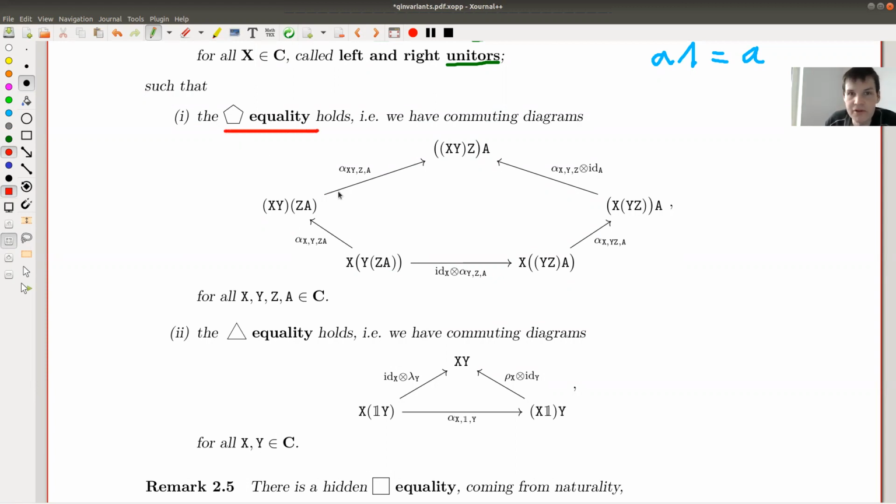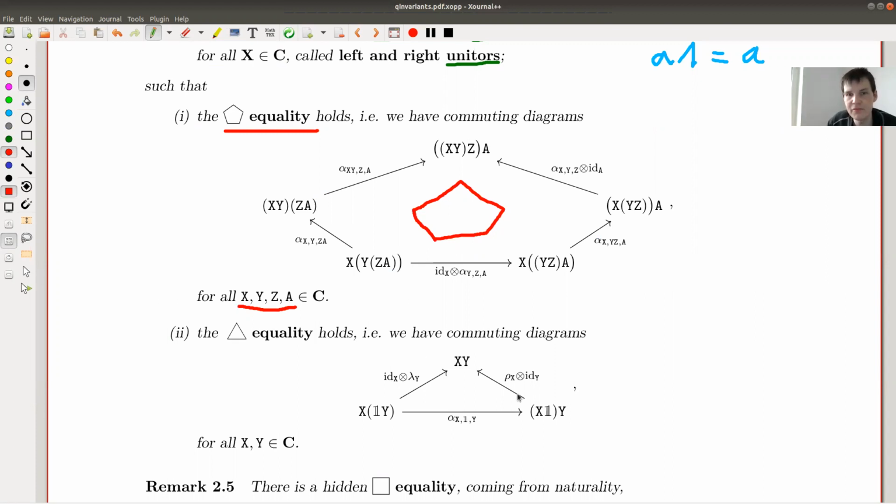And the pentagon equality just says that all possible ways of bracketing four elements are the same in some coherent way, right? You take four elements, and four elements have five ways of bracketing, basically, and these are the vertices, the corners of my pentagon. That's why it's called a pentagon. So here's my pentagon. Drawing a pentagon, by the way, is extremely complicated. I can't do it. This doesn't really look like a pentagon, but I hope you get the point. So this is a compatibility condition for the associator, so for bracketings.